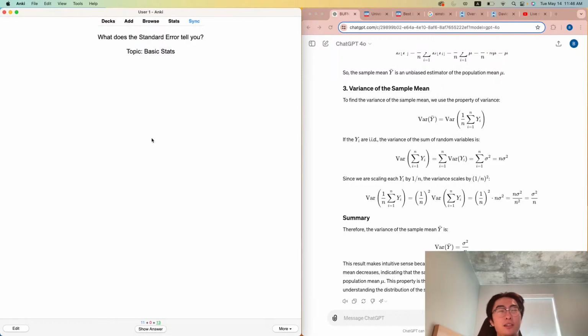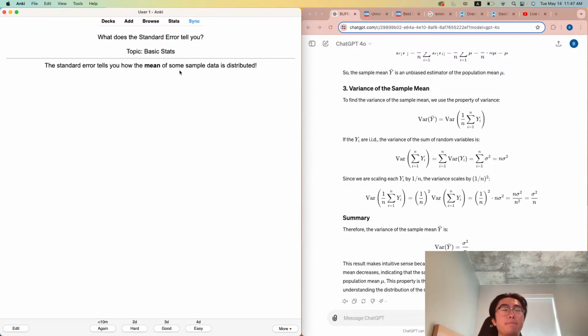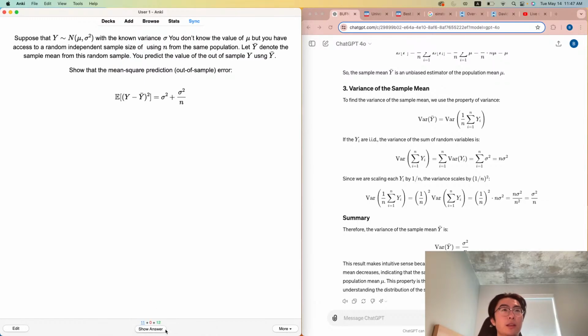What does the standard error tell you? It tells you how spread out your means or estimators are, how they vary from sample to sample. I'll take that.